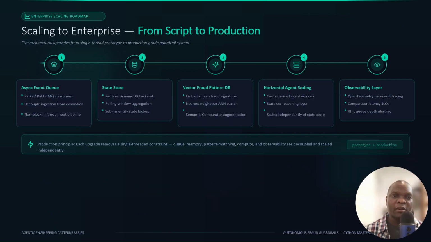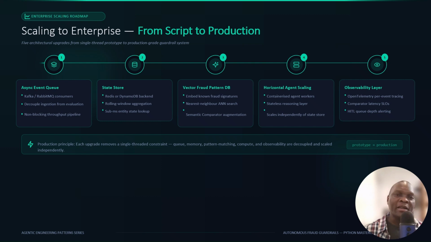Correct. Let's look at scaling now to the enterprise level, moving from prototype, from a script to production environment. How do we move that prototype code over to production environment? The Python prototype runs on a single thread. Production requires each of these 5 architectural upgrades.